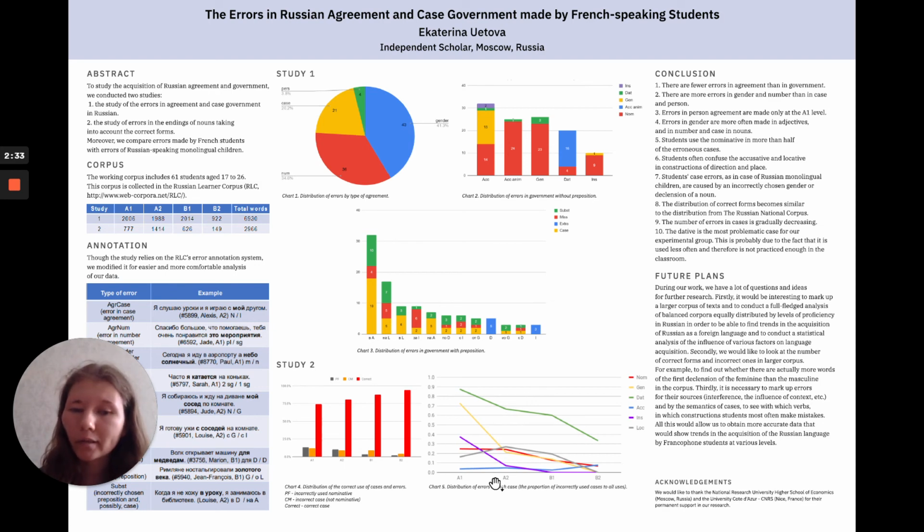So this study gave us stimulating results and encouraged us to do further research on the domain of Russian second language acquisition.